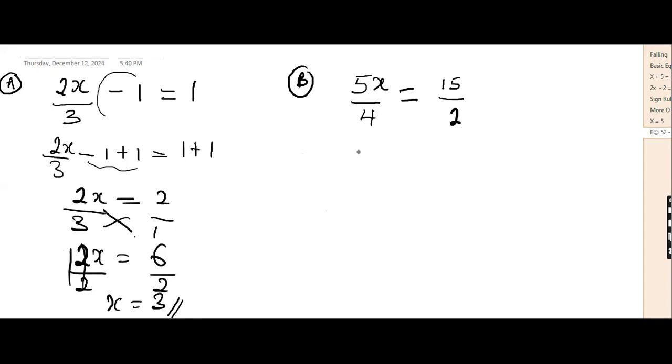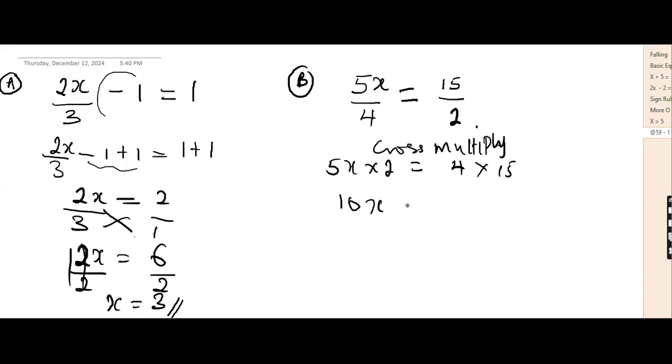So let's see the second one. The second one will have 5x over 4 equal to 15 over 2. Very simple. We're going to cross multiply since both are equated to themselves. That means 5x multiplied by 2 equal to 4 multiplied by 15. So let's do that. 5 multiplied by 2 gives us 10x, equal to 4 multiplied by 15, which gives us 60.